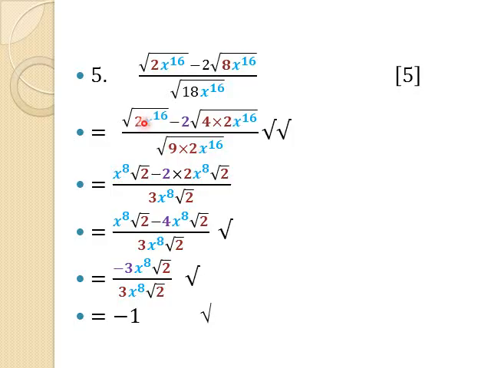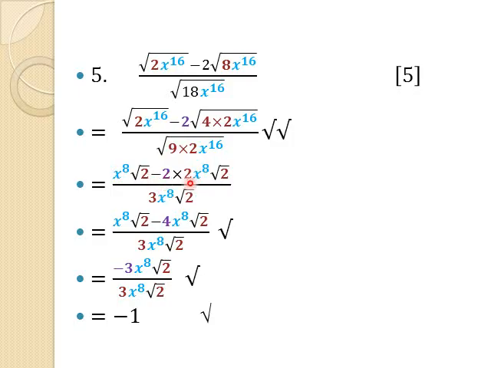Right, x16, square root of that is simply 16 divided by the invisible 2 of a square root. Gives me x8. Here square root 4 is 2, so that becomes negative 2 times 2. And x16 again, 16 divided by 2 gives me x8. And square root 2 I can't simplify, so square root 2 stays behind. Square root of 9 becomes 3. x16 divided by 2 would give me x8. And square root 2 stays behind.